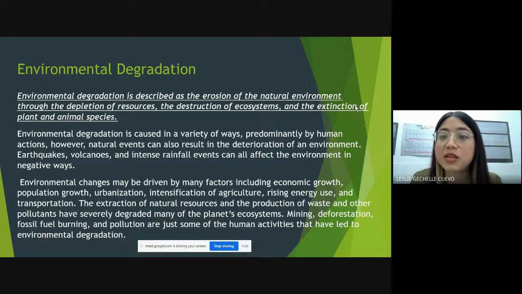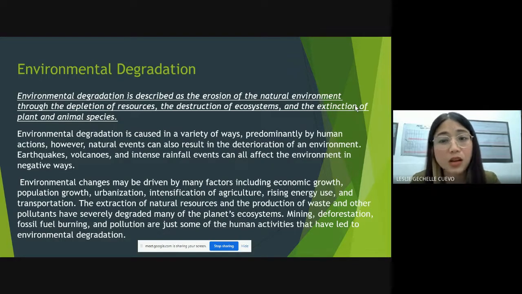Environmental changes may be driven by many factors, including economic growth, population growth, urbanization, intensification of agriculture, rising energy use and transportation, the extraction of natural resources, and the production of waste and other pollutants that have severely degraded many of the planet's ecosystems.